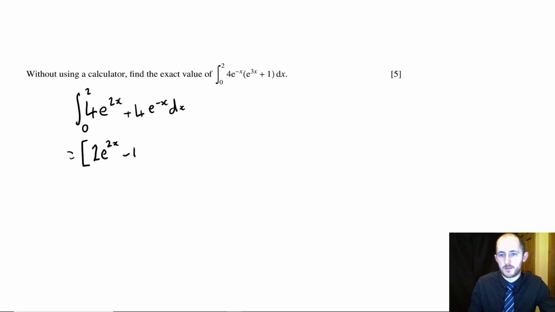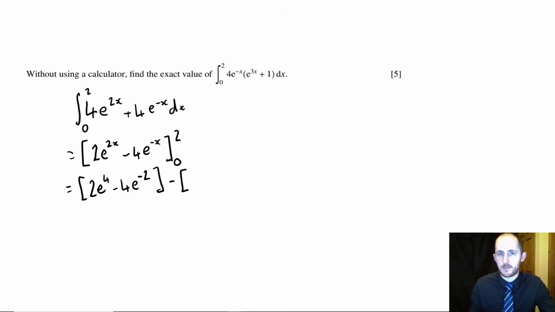That's going to be minus 4 e to the minus x, because again, if I differentiate minus x, I get minus 1. So 4 divided by minus 1 is minus 4. The rest stays the exact same. And I'm subbing in 2, and I'm subbing in 0. So again, I'm going to leave the square brackets in, because I prefer them. E to the power of 2 times 2, which is 4, minus 4 e to the minus 2, minus 2 e to the power of 0, so it would be 2 minus 4.